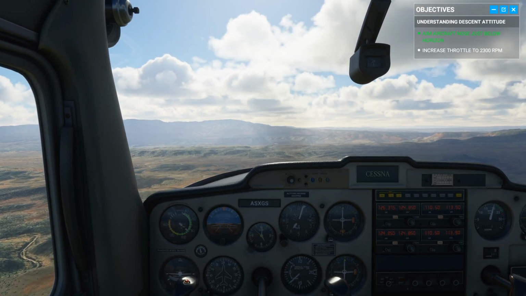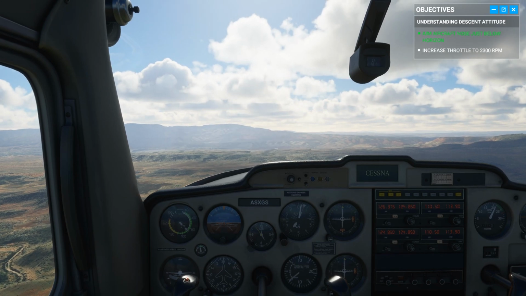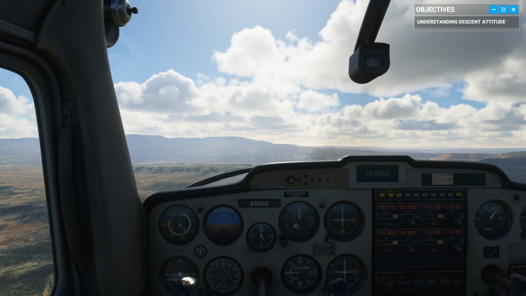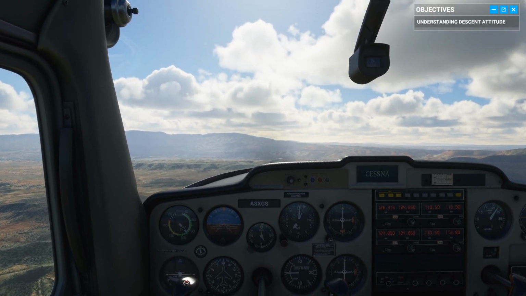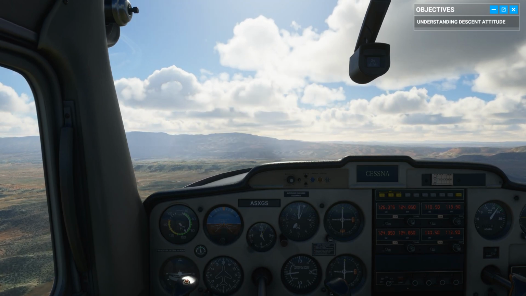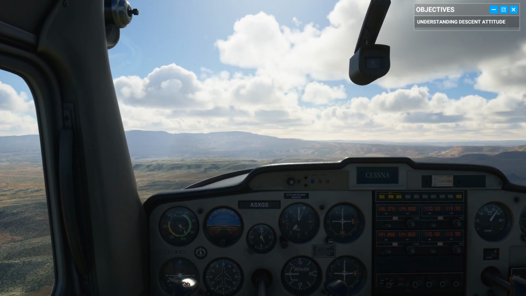Okay, let's aim for 6,000 feet again then. 2300 RPM. There we go. Now that we know how to cruise, climb, and descend, let's talk about the turn attitude. Gently pull the yoke left or right to start rolling the plane.